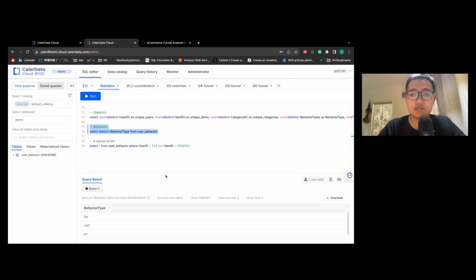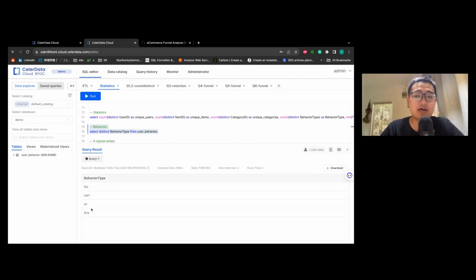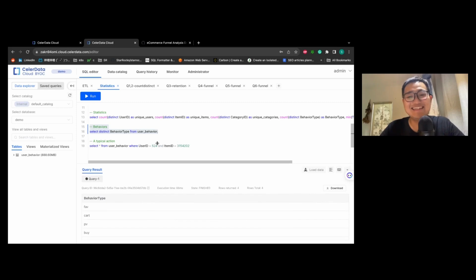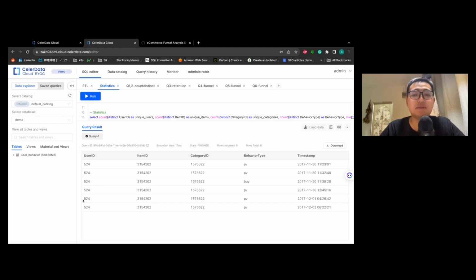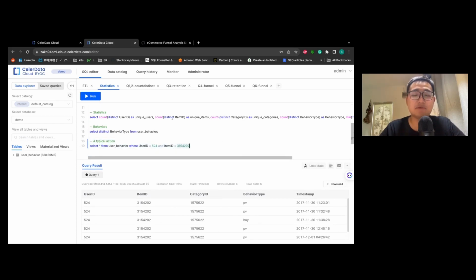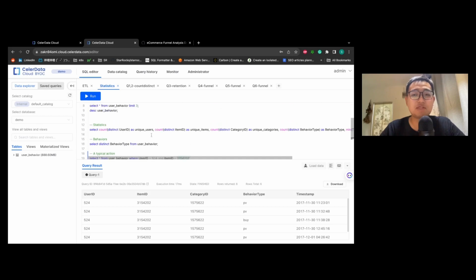And to just take another look at the behavioral type. So you have page view, favorite, add to cart, and buy. I love this data set. It's so clean. So good for a demo. And this is a typical action of a user, right? This user ID 524 on the item 315, right? We can see that on the 30th, he viewed this item twice and did a purchase, right? And somehow he came back and viewed the product several more times. I don't know why, but he did, right? And this is like on the bigger picture what the data set looks like.